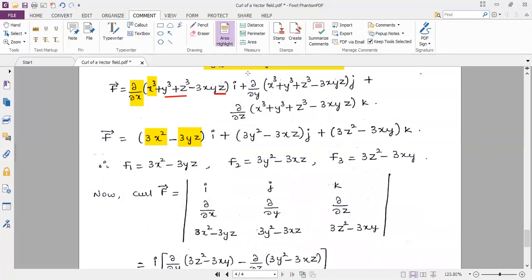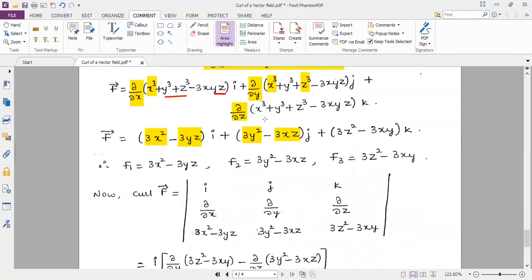Plus, the next is to perform partial differentiation with respect to y. With respect to y, x³ + z³ is 0, so differentiation goes to 0 for those terms. y³ differentiation is 3y², minus 3xz is a constant, writing it down as it is. Differentiation of y partially with respect to y is 1. So we get 3y² − 3xz into j, plus the last term.